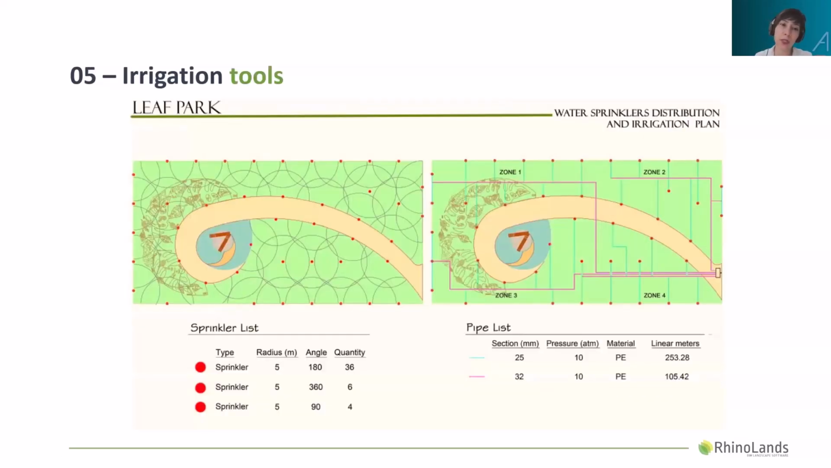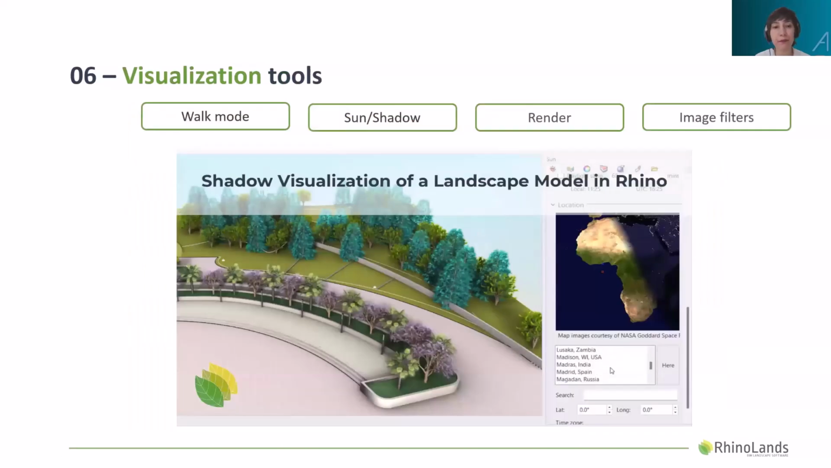There are tools for irrigation system. There are 2D elements, so we can design the pipes and locate the sprinklers or drippers in our project. The program automatically lists the pipes and the sprinklers that are used during the design step.